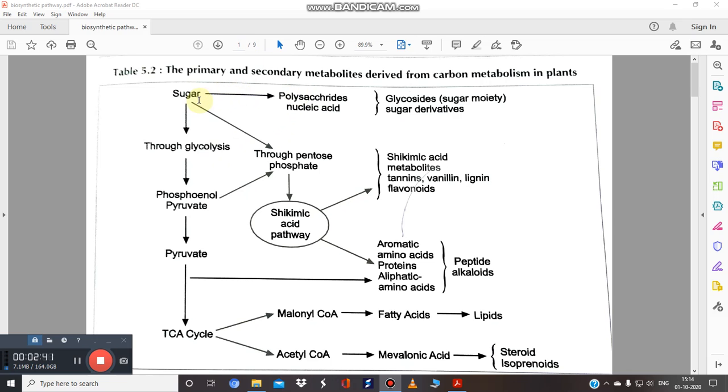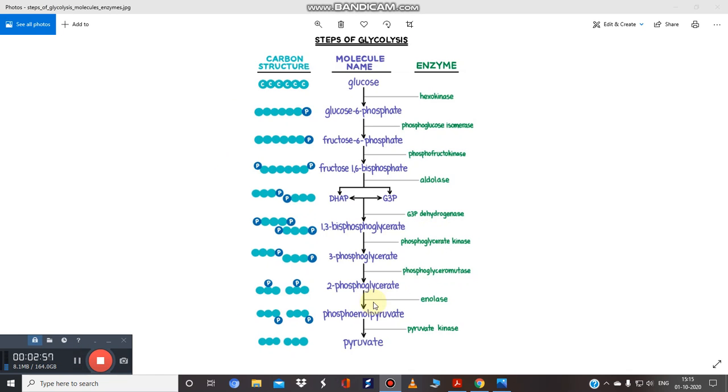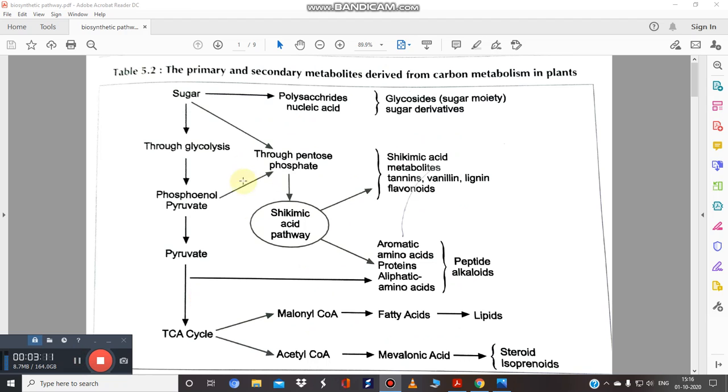So again I am repeating, sugar is the main unit that is produced by different photosynthetic processes and also by the glycolysis. So sugar through the glycolysis results in the formation of phosphoenol pyruvate and then pyruvate. Please see here, I am showing the glycolysis for better understanding. In glycolysis, phosphoenol pyruvate is produced, which is then converted into pyruvate with the help of various enzymes like pyruvate kinase. In this process, a number of different intermediate steps are involved.